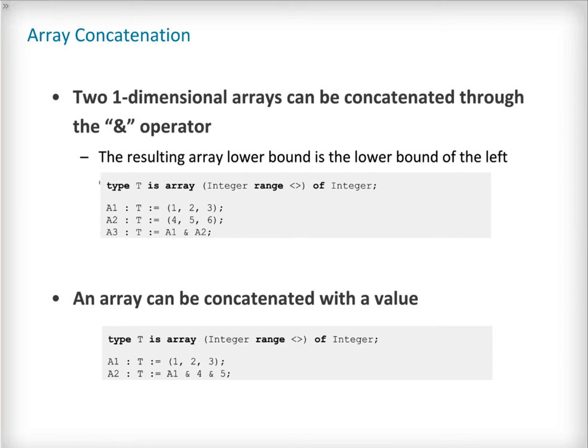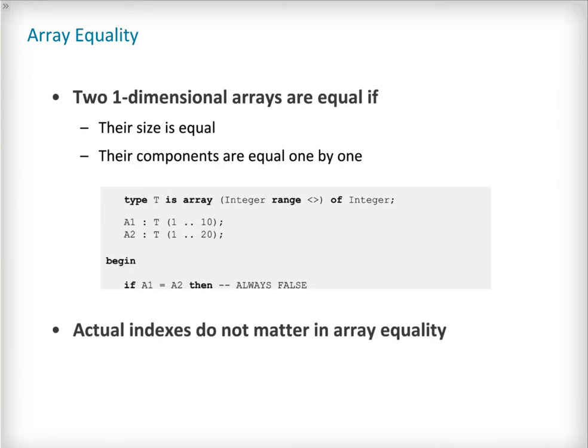It is possible to concatenate an array with a value as well. In this second example, A2 is an array of 5 elements, 1, 2, 3, 4, and 5. The native array equality will compare elements one by one and will return true if the sizes of the two arrays are equal and all the elements are equal as well.